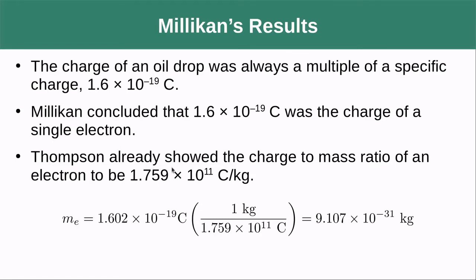Since Thomson had already shown the charge to mass ratio of electrons, it's pretty trivial to figure out the mass of the electron. So we have the coulombs that Millikan found. We can divide that by the charge to mass ratio that Thomson found here, and we find that an electron weighs 9.107 times 10 to the negative 31 kilograms, which is really, really small. Not much mass at all.